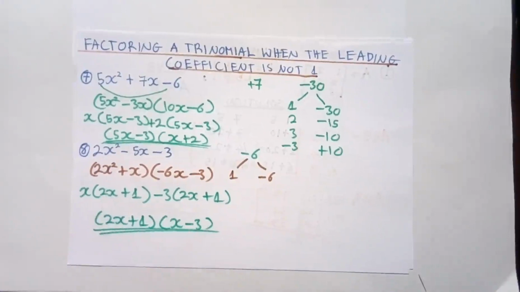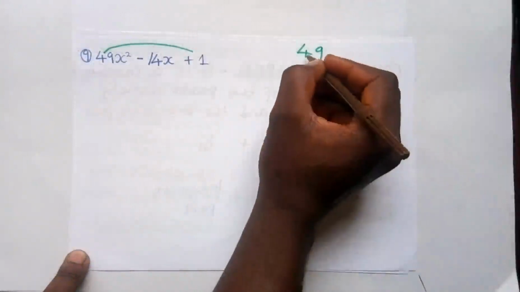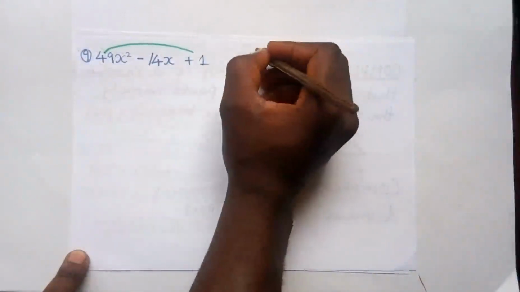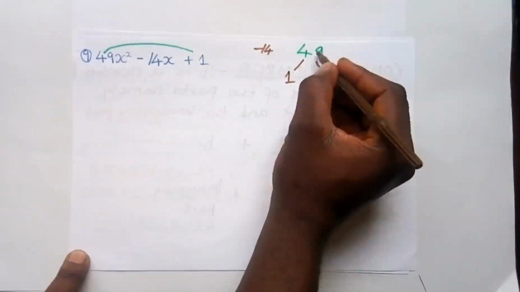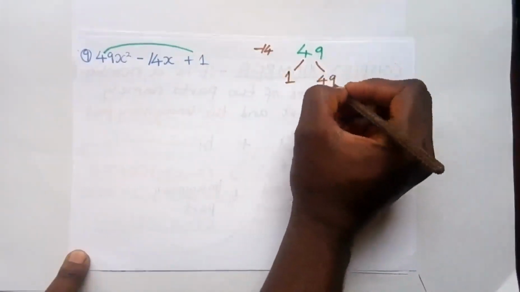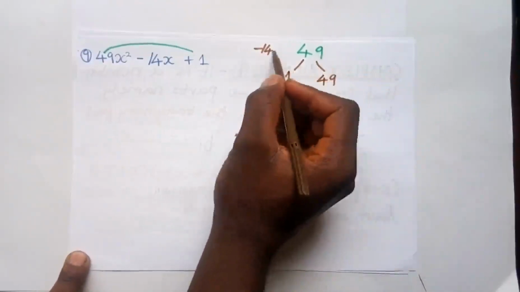Let's take the last example. 49x squared minus 14x plus 1. Just multiply 49 by 1. You have 49. So you are looking for two numbers that when you multiply them, you are going to have 49, and when you add them, you are going to have minus 14. So let's start the division. 49 divided by 1 gives us 49. 1 multiplied by 49 gives us 49. But 1 plus 49 gives us 50 and not minus 14.